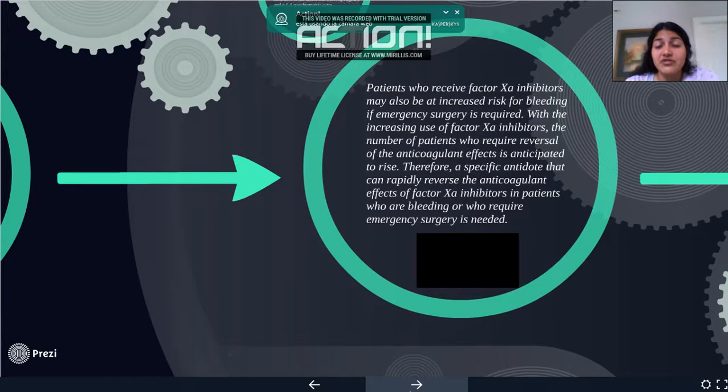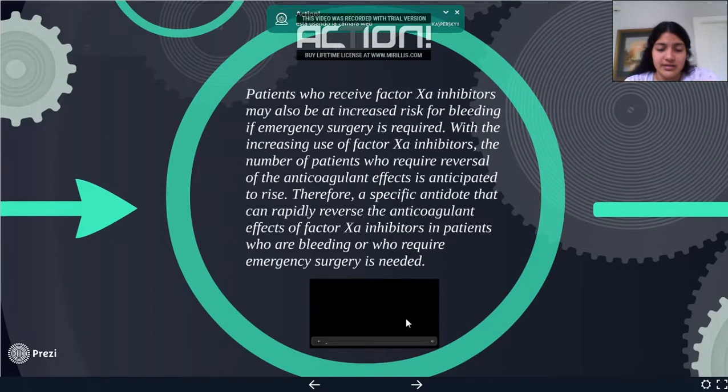Patients who receive factor Xa inhibitors may also be at an increased risk of bleeding if emergency surgery is required. With the increasing use of factor Xa inhibitors, the number of patients who require reversal of the anticoagulant effects is anticipated to rise. Therefore, a specific antidote that can rapidly reverse the anticoagulant effects of factor Xa inhibitors in patients who are bleeding or who require emergency surgery is needed.